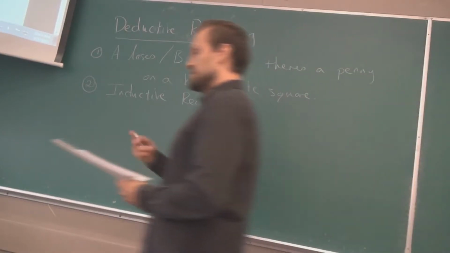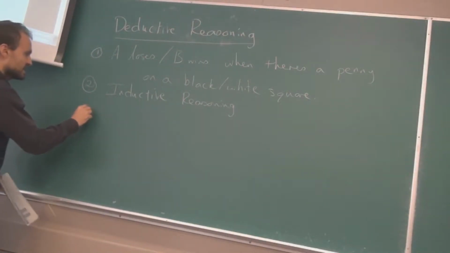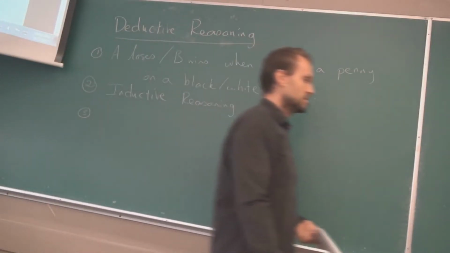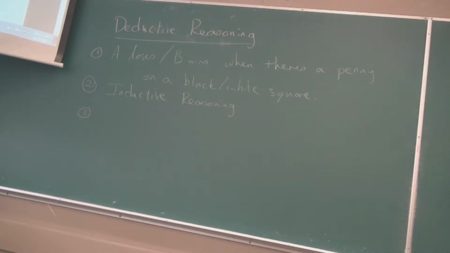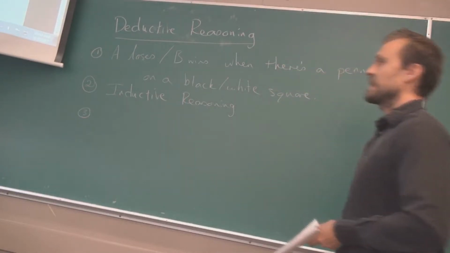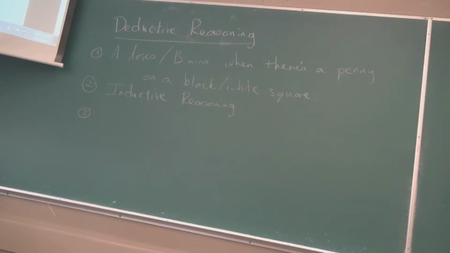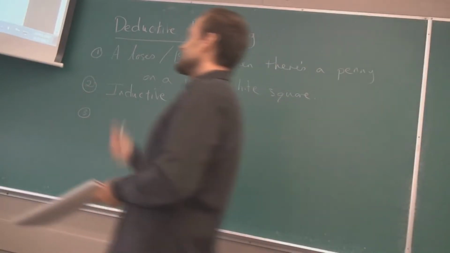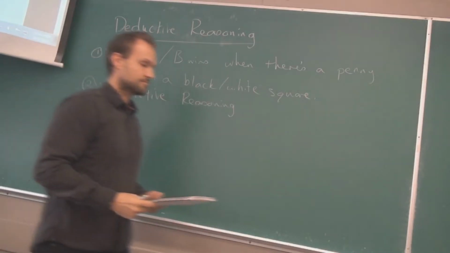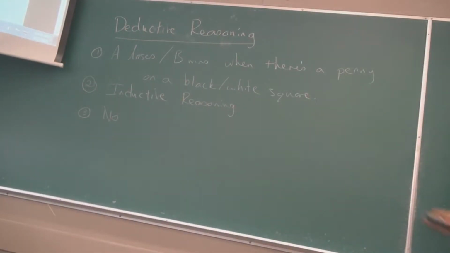Number 3, I just answered that question. Do these 8 examples prove what we say in number 1 in general? That A will always lose, B will always win when there's a penny on a black and a white square. Do these examples prove that beyond any doubt? No. No, inductive reasoning always has a little doubt, especially with only 8 examples. So how can we have 100% certainty?